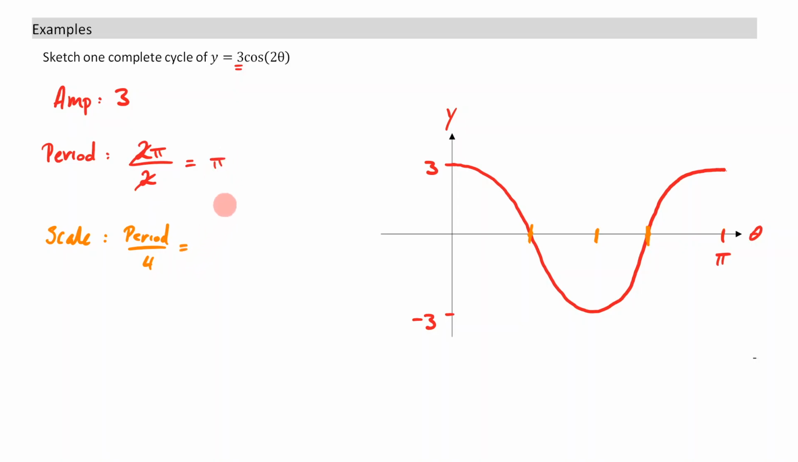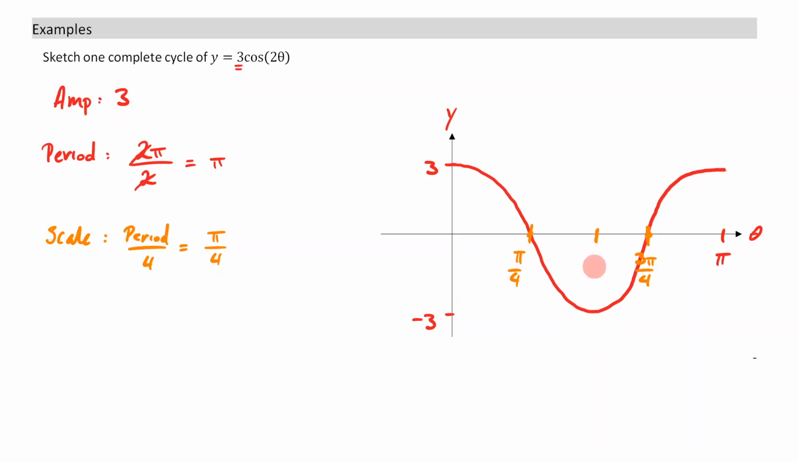The period in this case is pi. I divide it by 4. So that means this distance here is pi on 4. Then I add a pi on 4 to get to the next one. So pi on 4 plus pi on 4 is 2 pi on 4. Then I add another pi on 4 to get the next one. So 2 pi on 4 plus pi on 4 is 3 pi on 4. And then of course 3 pi on 4 plus pi on 4 is 4 pi on 4, which is just pi. So as you can see, we have found our intercepts, and we've also found the theta value for which our minimum occurs as well, which is very useful.